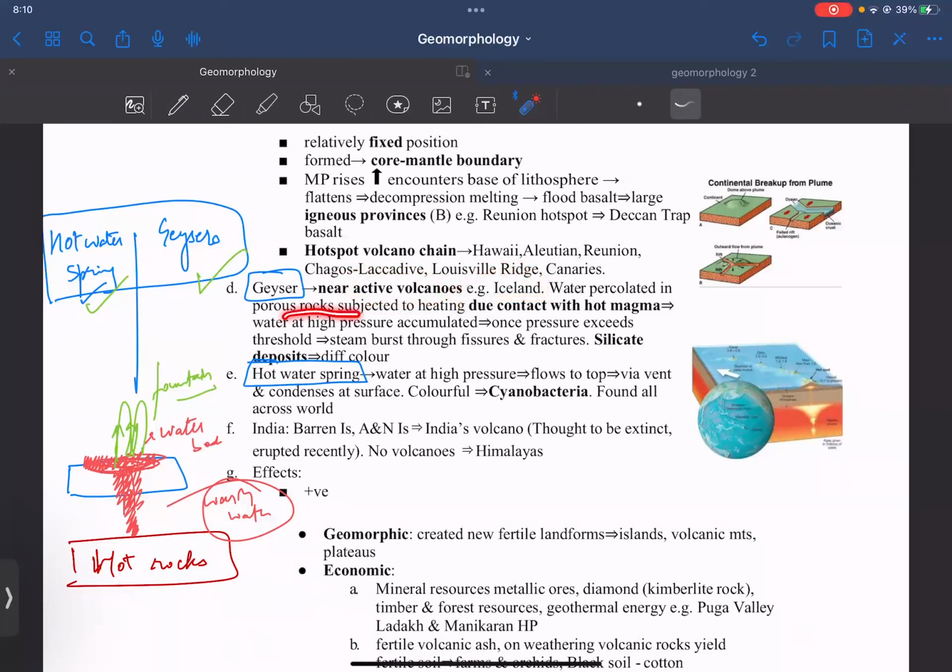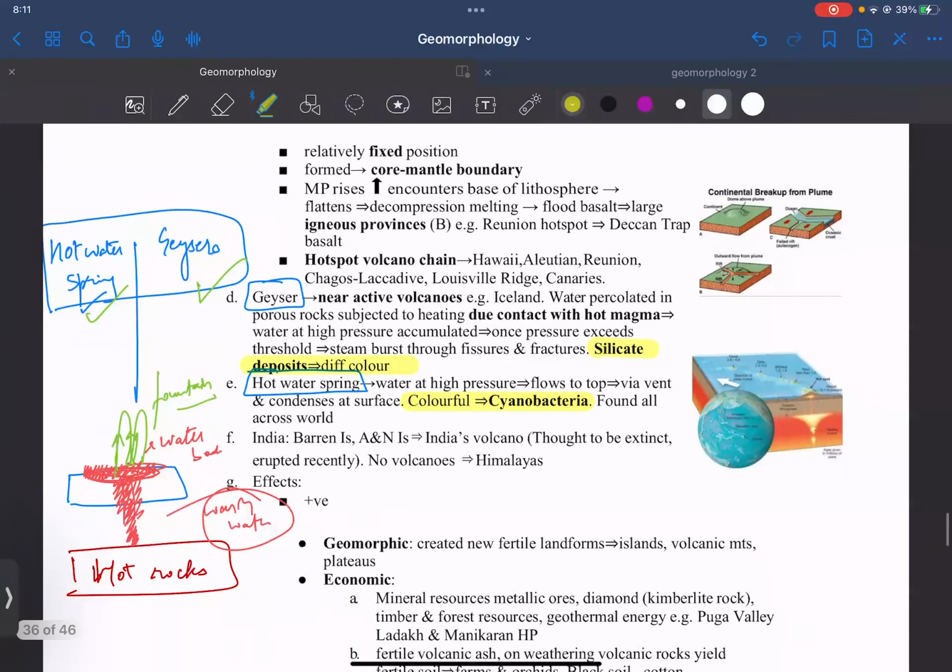So water percolates in the porous rock, subjected to heating due to contact with hot magma. So water at high pressure is accumulated. Once pressure exceeds the threshold, what will happen? Steam would burst through fissures and fractures. And also it has silicate deposits in case of geysers. And the presence of silicate deposits gives the different colors. Simple. In case of a hot water spring, color is due to cyanobacteria. Just keep these two facts in mind. Geysers have silicate deposits, hot water spring color is due to cyanobacteria. That is it. Nothing else you need to know about this. Right? I hope this is clear.